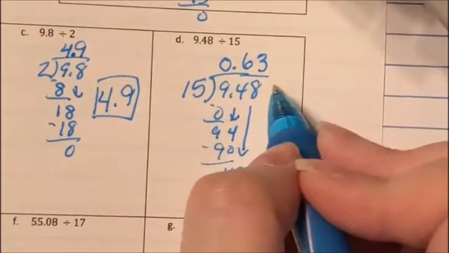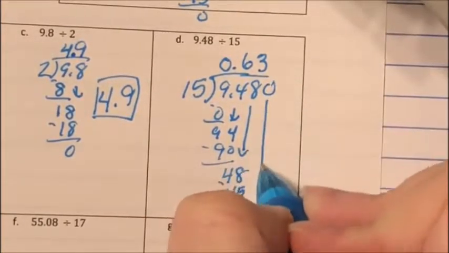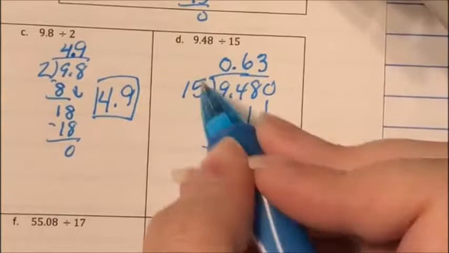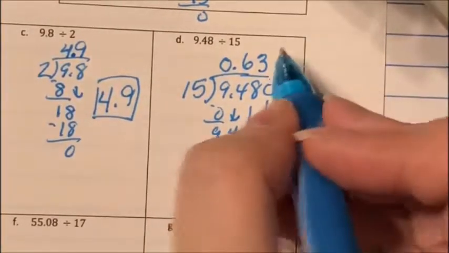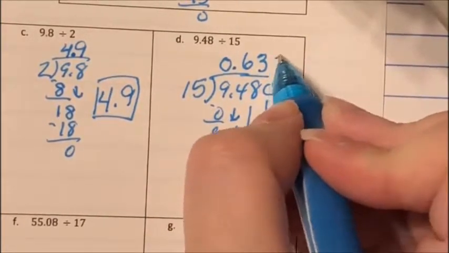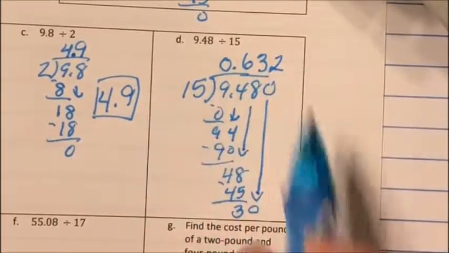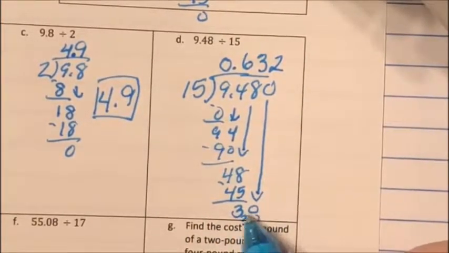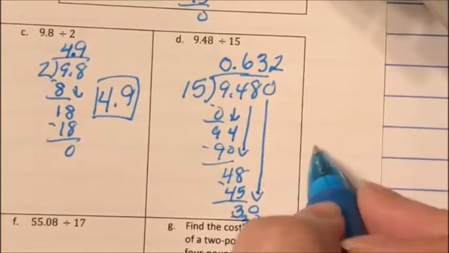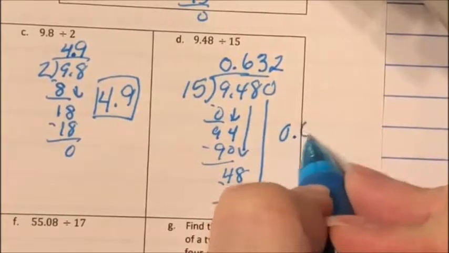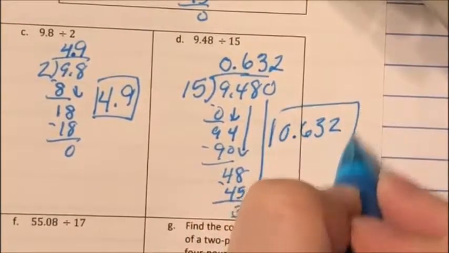I'm going to annex a 0 and bring it down. 15 goes into 30 2 times. 2 times 15 equals 30. When I subtract, I get 0. So my answer is 0.632.